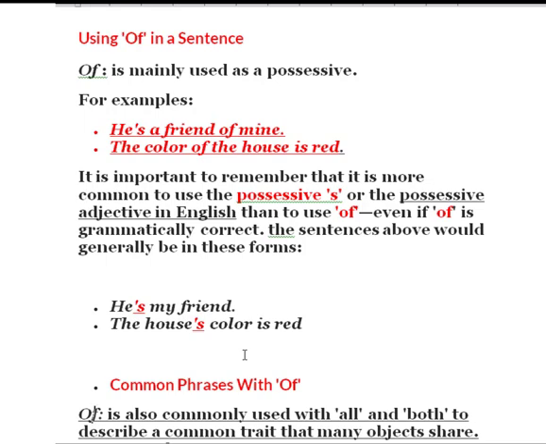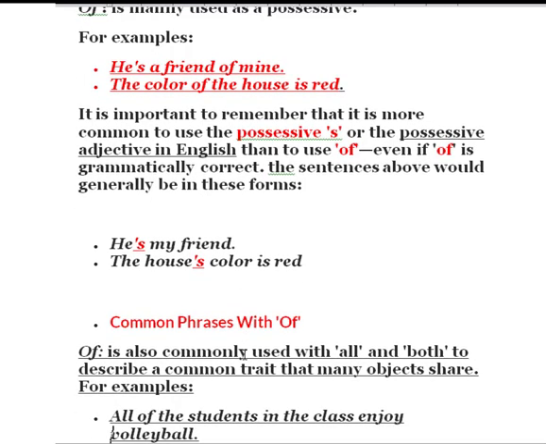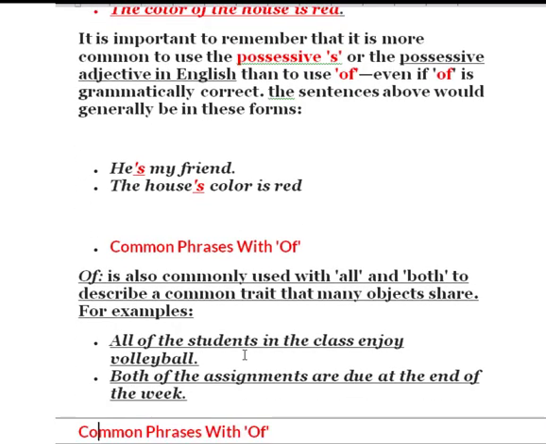And then we have common phrases with of. Of is also commonly used with all and both, to describe a common trait that many objects share. For example, all of the students in the class enjoy volleyball. Both of the assignments are due at the end of the week. We have two examples.